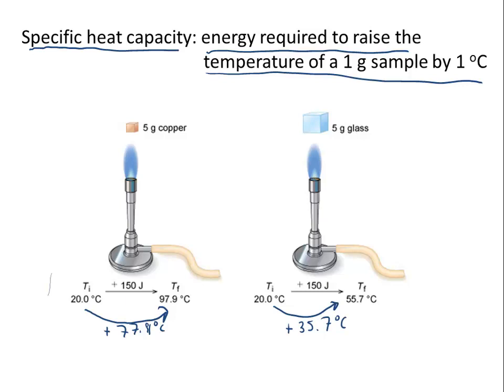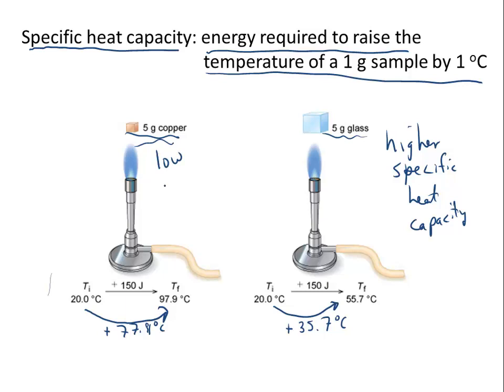And what that means is that it's easier to heat up copper. It's harder to heat up glass. And what that means is it takes more energy to heat up glass by a degree than it is to heat up copper by a degree. So glass has the higher specific heat capacity. And copper has relatively low specific heat capacity.